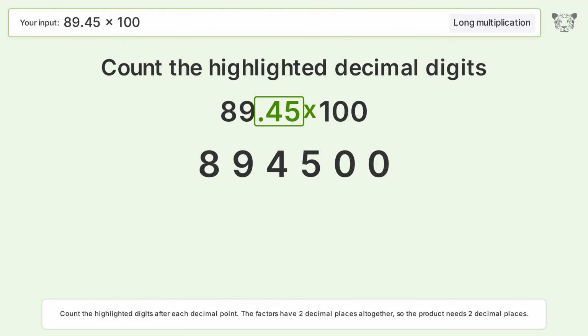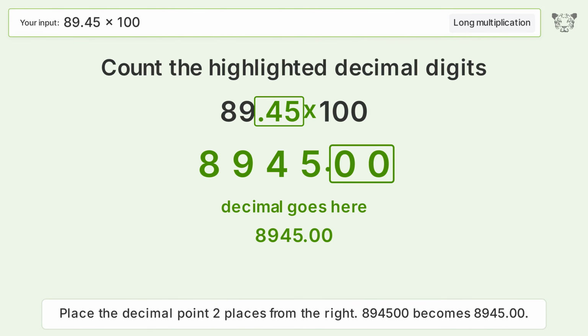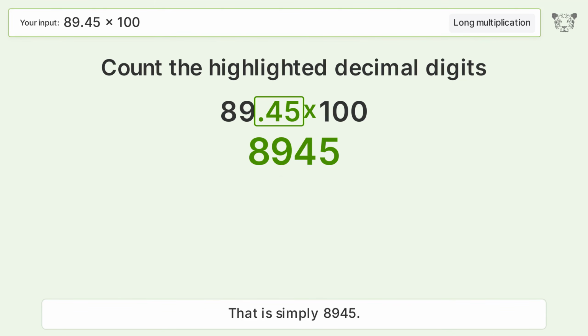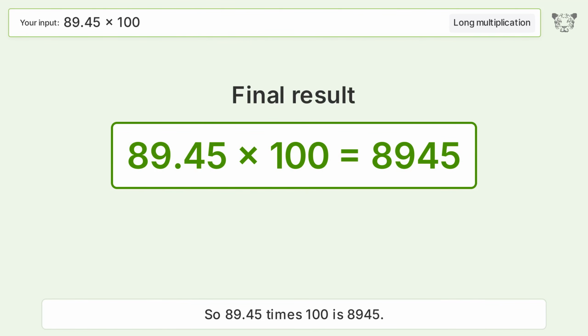Count the highlighted digits after each decimal point. The factors have 2 decimal places altogether, so the product needs 2 decimal places. Place the decimal point 2 places from the right. 894,500 becomes 8,945.00. That is simply 8,945. So 89.45 times 100 is 8,945.